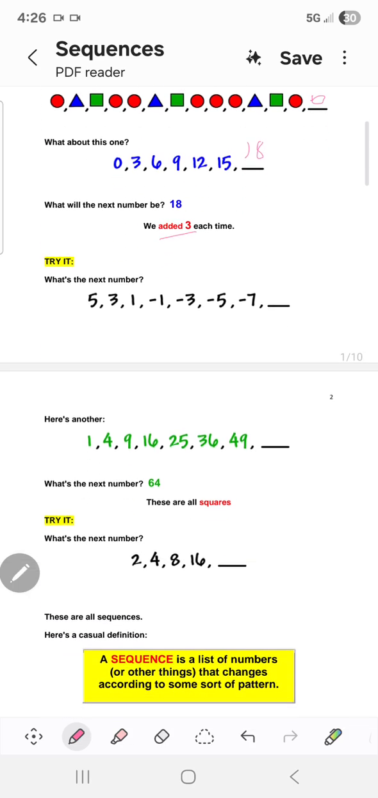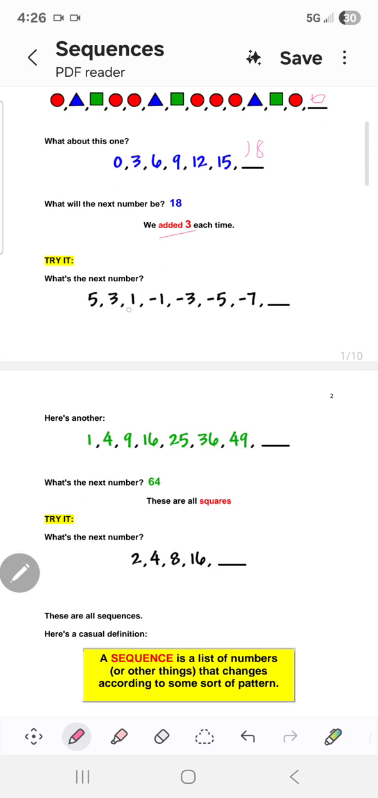How about this one? 5, 3, 1. First thing you notice is that we're going down. 5, 3, 1, negative 1, negative 3, negative 5, negative 7. Well, let's look at the difference here. The difference here is 2. The difference here is 2. The difference here is 2. Do you see it? So we're subtracting 2 each time. So if that's the case, then the next number would be negative 9.